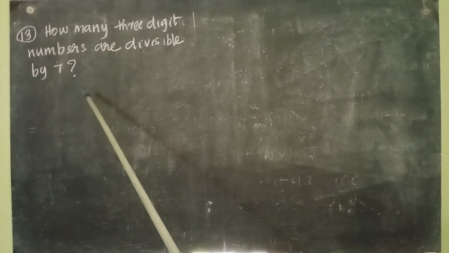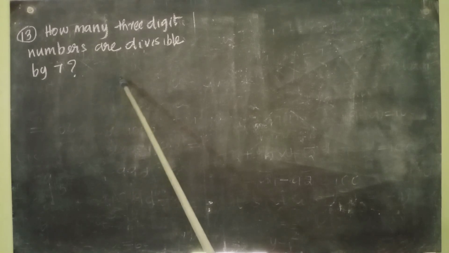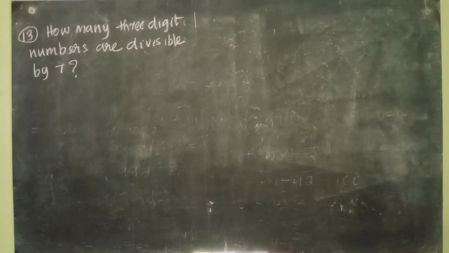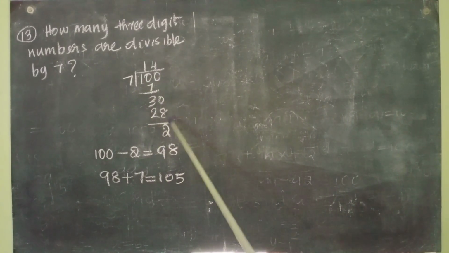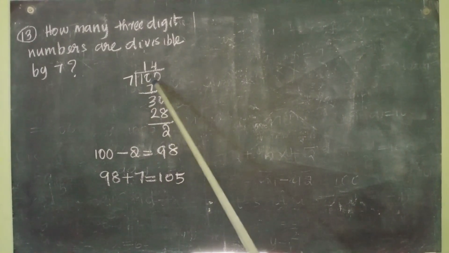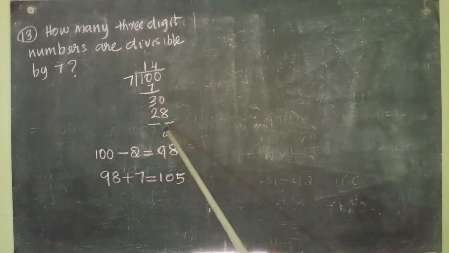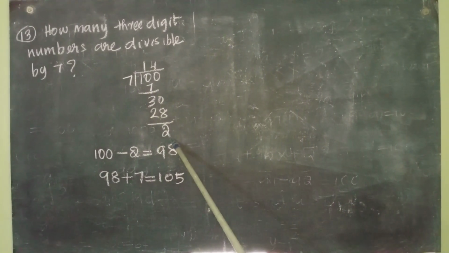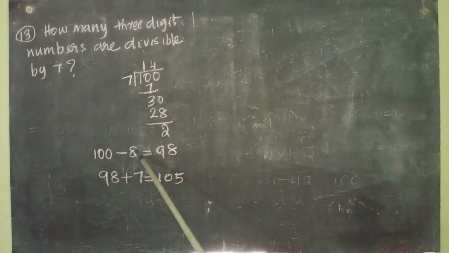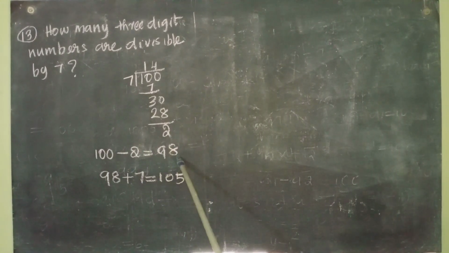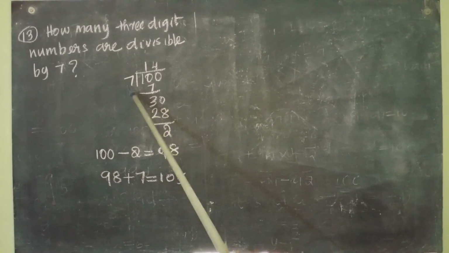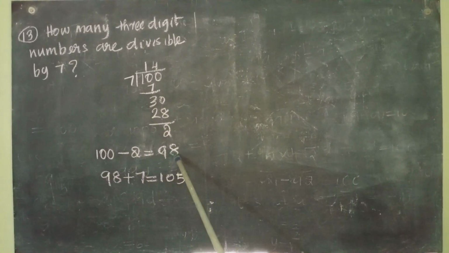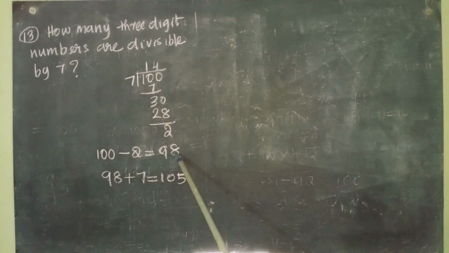So to find out the first 3-digit number divisible by 7, you divide 100 by 7. If we divide 100 by 7, we get a quotient 14 and a remainder 2. So 100 is not divisible by 7. If we divide it, we are getting remainder 2. So 100 minus 2, that is 98. 98 is the last 2-digit number divisible by 7.